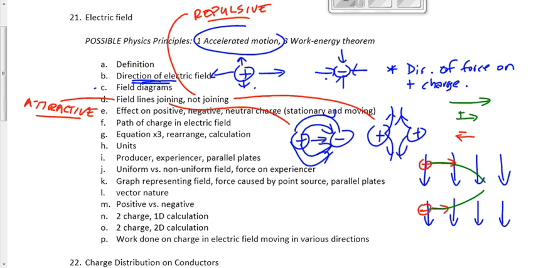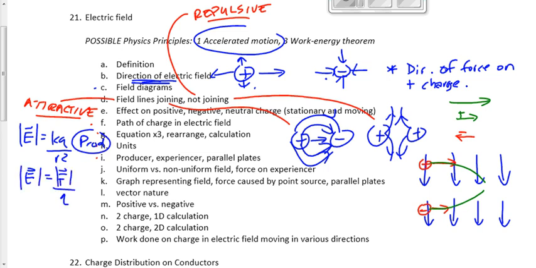Okay, we talked about these already, E and F. We got three equations here, and it kind of goes along with G, H, and I. Three equations that we have here. We have the producer equation. We have the experiencer equation. And we have the parallel plate equation.